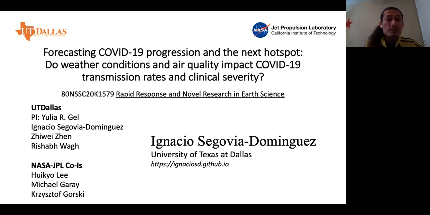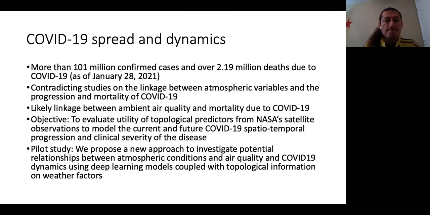Today I'm going to present an overview of our current methodologies for forecasting the COVID-19 progression and possibly the next hotspots. Let me highlight that the results from this talk are part of a much larger project in which we aim to investigate the impact of weather conditions and air quality on COVID-19 transmission rates and also another important topic, which is clinical severity. As of yesterday, there are more than 101 million confirmed cases and over 2.19 million deaths due to COVID-19.